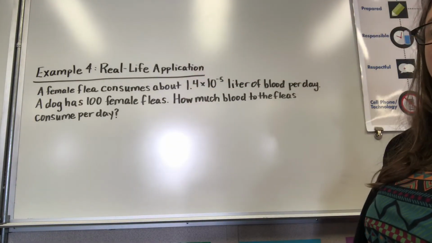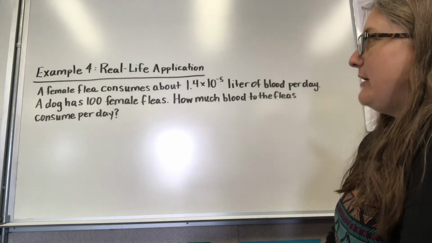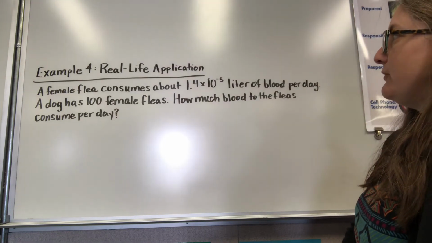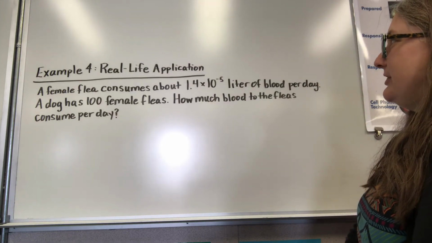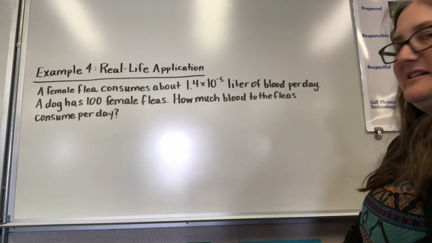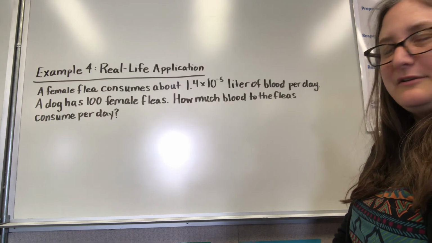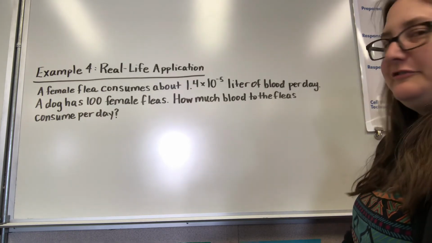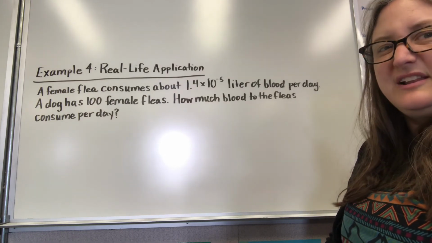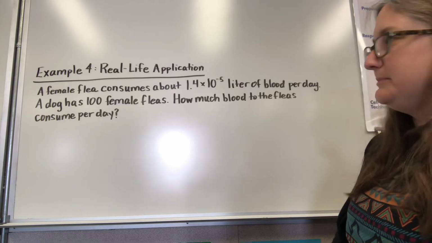Let's look at our last problem here. A female flea consumes about 1.4 times 10 to the negative 5th liter of blood per day. If your dog has 100 female fleas living on it, gross, how much blood do the fleas consume per day? So they're kind of like mosquitoes.